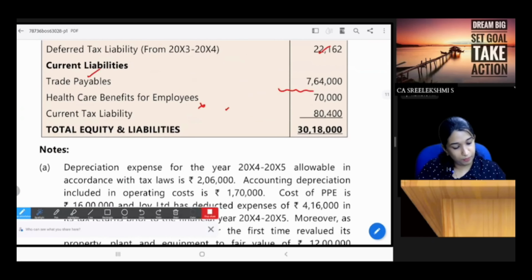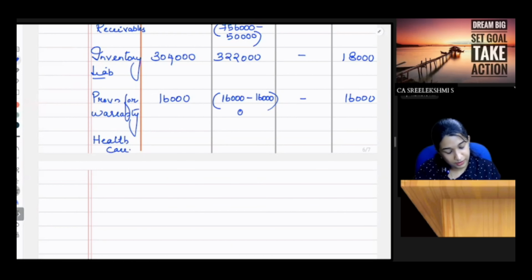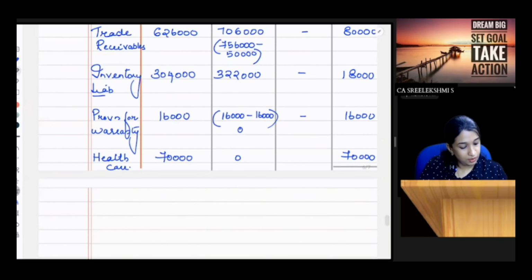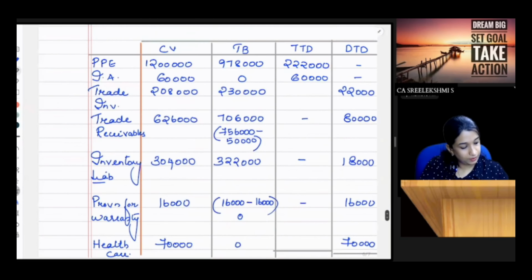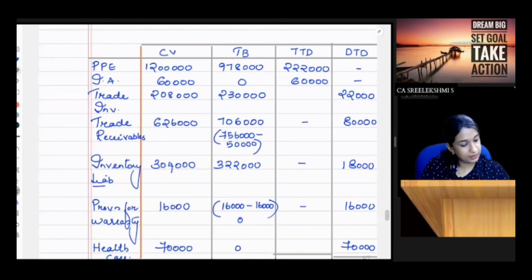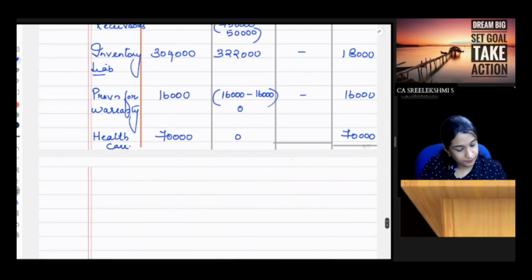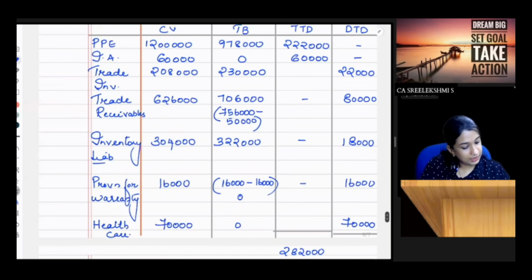Health care benefits for employees, 70,000 is there. So again, health care benefits payable 70,000. In tax records, only upon payment you will be getting the deduction. So 70,000. So take the total. 2,22,000 plus 60,000, 2,82,000. 22,000 plus 80,000 plus 18,000 plus 16,000 plus 70,000.